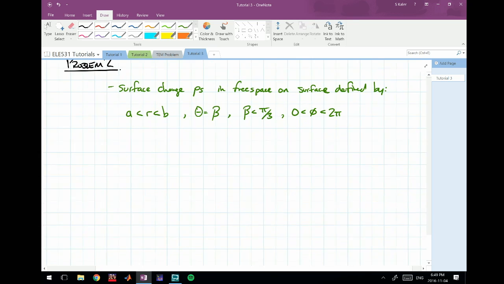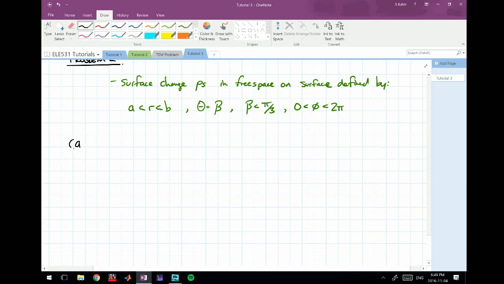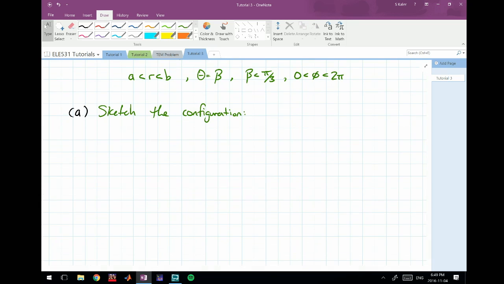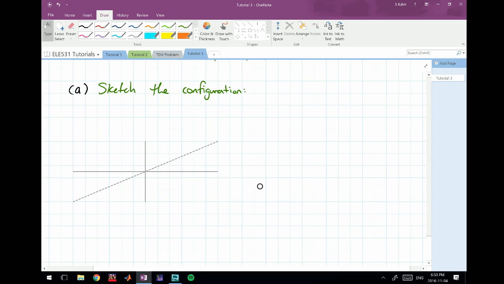So the first part asks you to sketch the configuration. And I kid you not, this is worth 4 marks. Just sketch. So we are going to go ahead and sketch. There we go. Okay. So we have X, Y, Z.